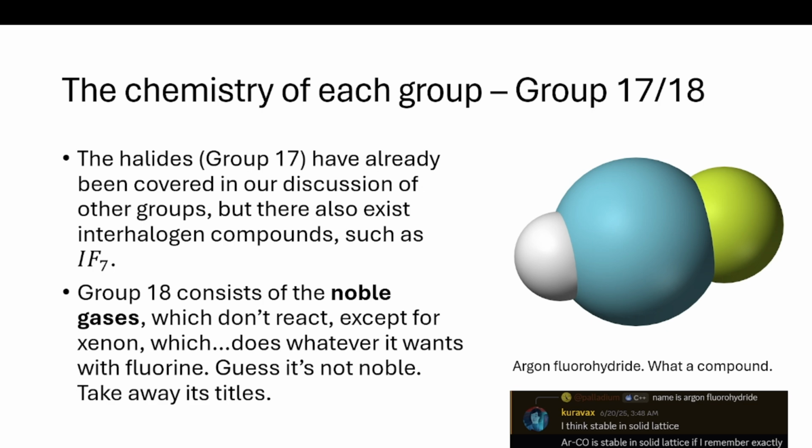Anyways, going on to group 18. This is going to consist of noble gases, which don't react with anything, therefore they're called noble. However, there are some gases that do react, such as argon, as shown in argon fluorohydride, and xenon. And, well, xenon does whatever it wants with fluorine. It forms a bunch of compounds with it.